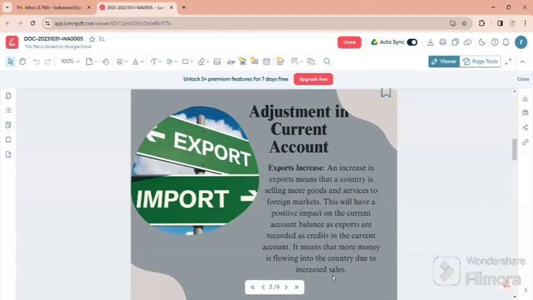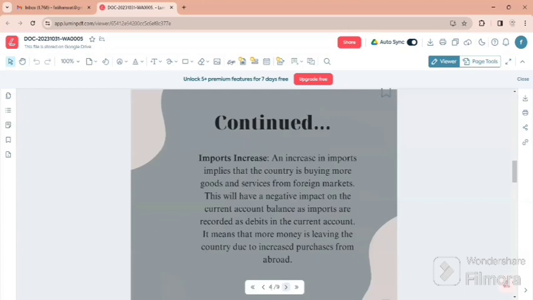Okay, now let's see what will happen in case of imports increase. So an increase in imports implies that the country is buying more goods and services from foreign markets. So this will have a negative impact on the current account balance as imports are recorded as debits in the current account. If you have knowledge of accounting, you should know what credits and debits are, but I'll explain in more simple terms. An increase in imports simply means we'll be buying more goods and services from foreign markets.